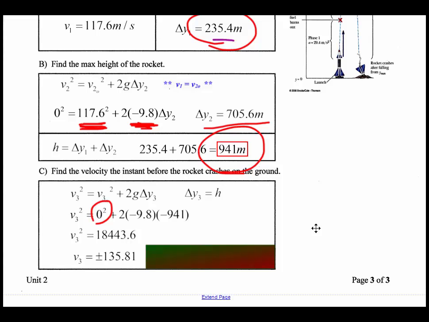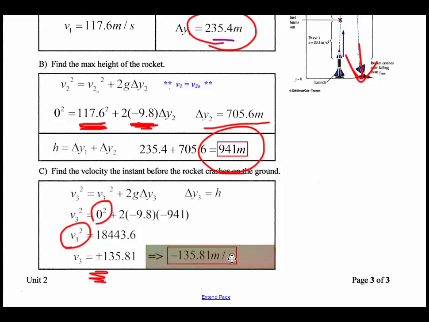135.81. Now notice that I have this positive and negative in here, right? Because this is a squared value, that means that it could be negative 135, it could be positive 135. So you need to look at the problem and realize that at this point the rocket's going down, and we've designated down as a negative value, so you need to say it's negative 135.81, not positive 135.81. That's a very common mistake, and people end up losing points in that.